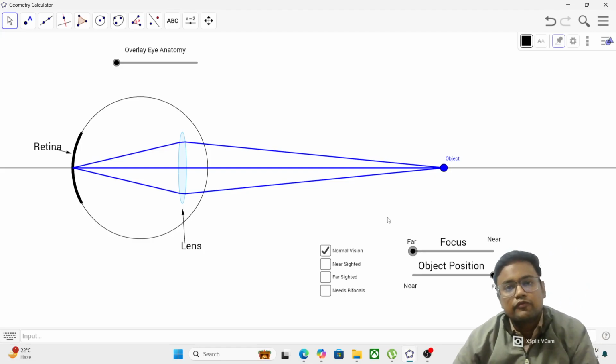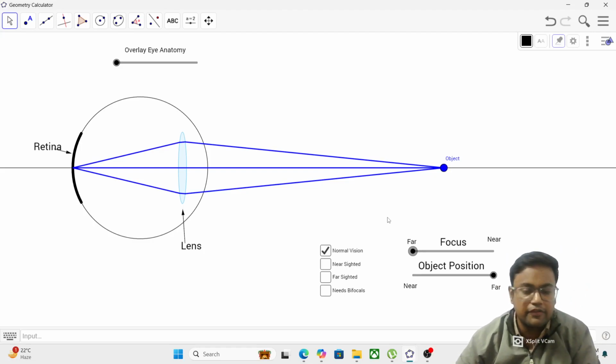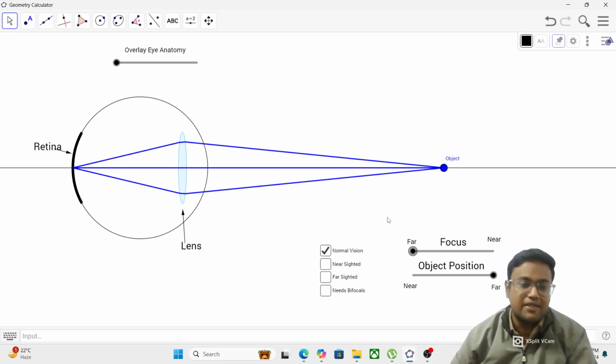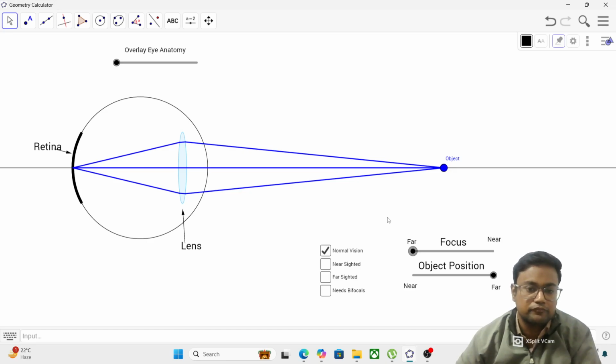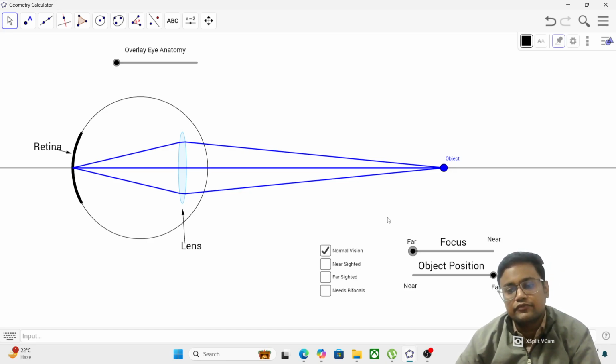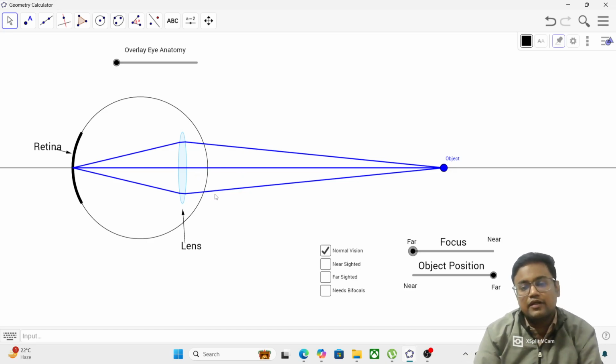Hello children, today we will understand how our eyes work, right? So try to listen carefully because it is one of the fascinating aspects of our vision. Though our vision has many fascinating aspects, this is one of the most important ones. So try to understand how our eyes work.